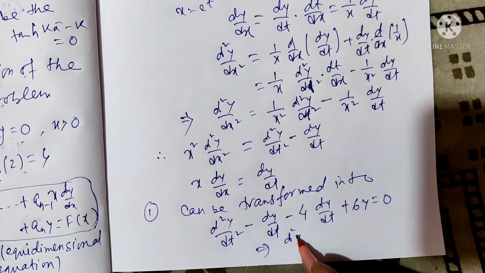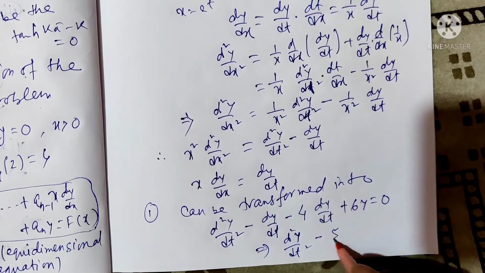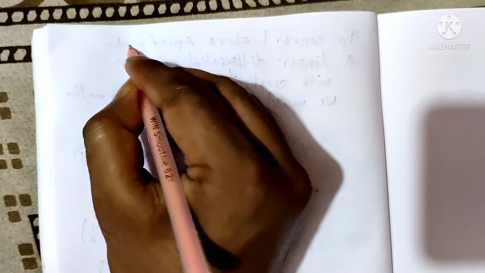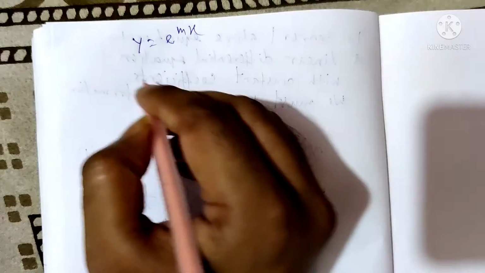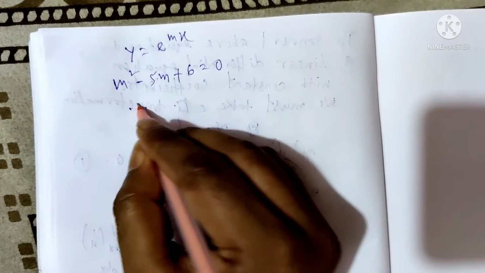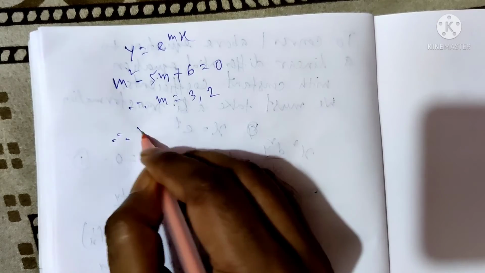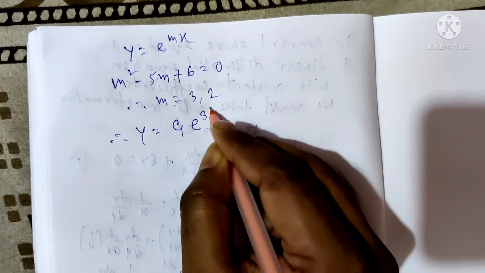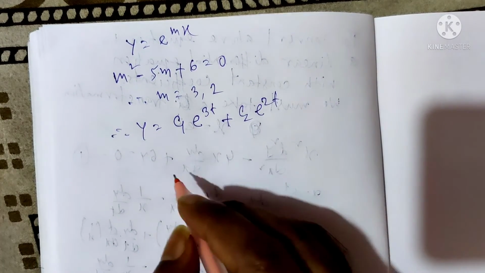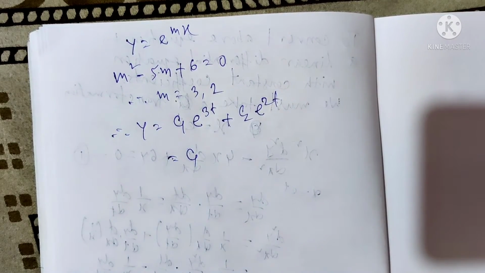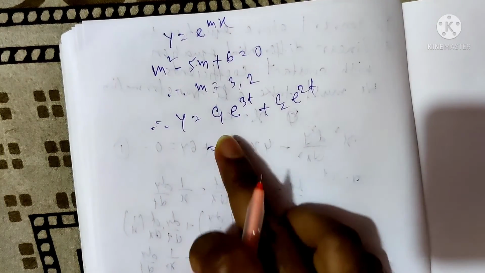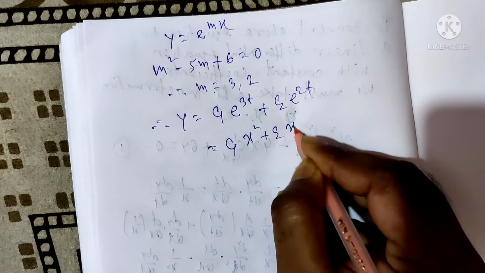That implies d²y/dt² minus 5 dy/dt plus 6y equals 0. Therefore, if you take y equals e to the power mt, then the solution gives m² minus 5m plus 6 equals 0. Therefore, m equals 3, 2. Therefore, y equals c1 e^(3t) plus c2 e^(2t). What is e^t? e^t means x. So e^(3t) means x³ plus c2 x².